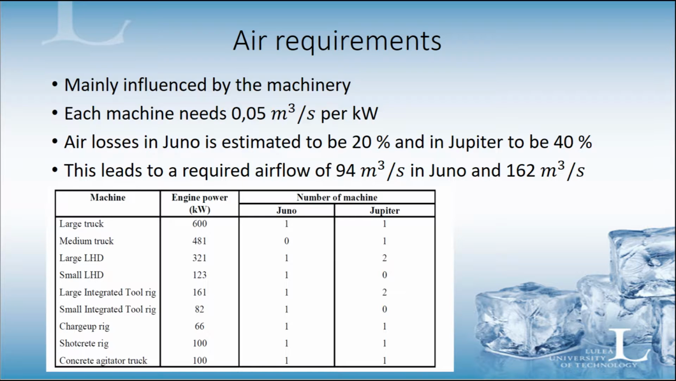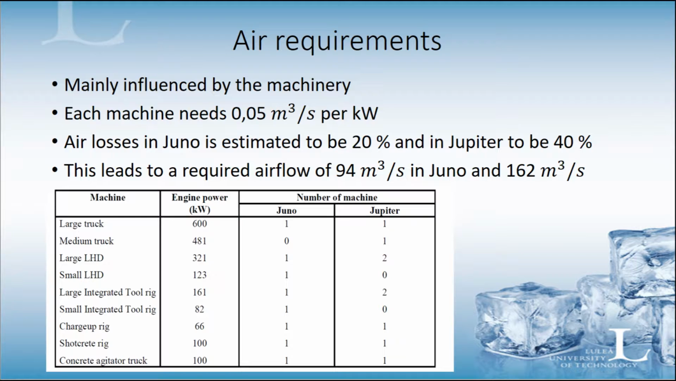The necessary airflow is mainly influenced by the machinery that operates in a specific part of the mine, where the engine power is used to calculate the needed airflow so the exhaust isn't harmful for the workers. The equation takes the total engine power in the part of the mine and multiplies it by 0.05 cubic meters per kilowatt. And the 0.05 is according to health and safety regulations.